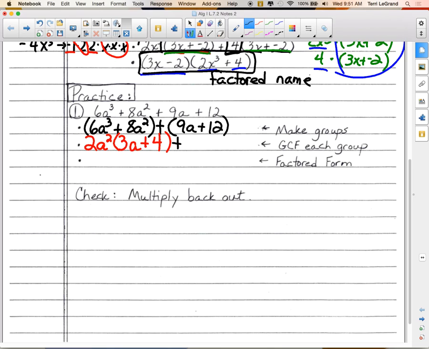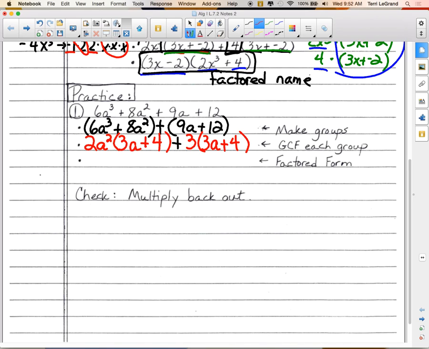Bring down the plus sign between the groups. Now we GCF the second group. 9a plus 12. What's the largest number that can divide out of both 9 and 12? 3. Do they both have a's? No, so we can't divide out a variable part, can we? So we say that's as good as our GCF is going to get, 3. 9a divided by 3 is 3a. Plus 12 divided by 3, 4.